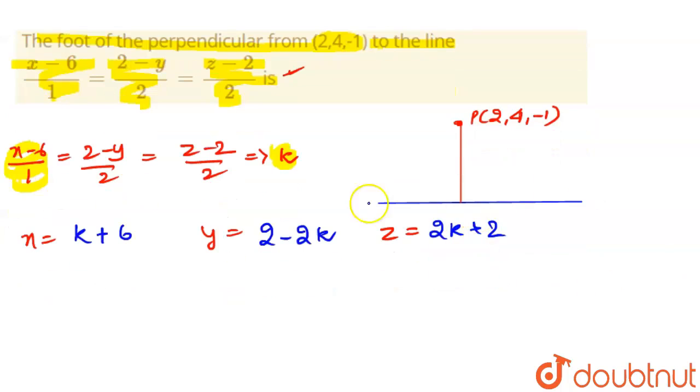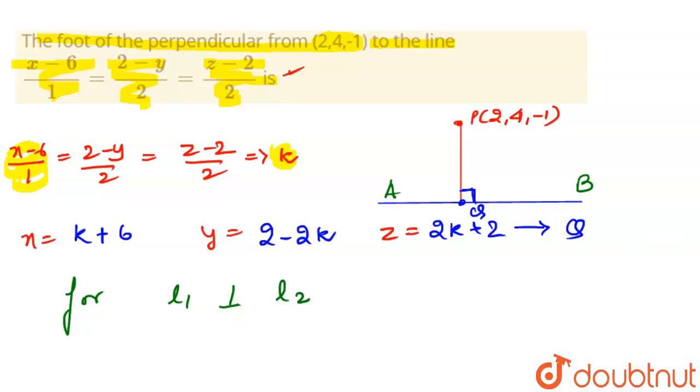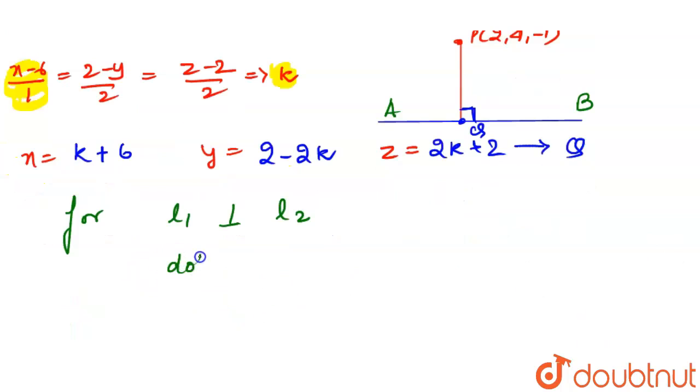So now we can say that any general point Q on this line will have coordinates x, y and z. Now we know that if two lines are perpendicular, then the dot product of their direction ratios should be zero. First of all you will find the direction ratios for PQ, then for the line, let's say the line is AB. So for L1 to be perpendicular to line 2, the dot product of direction ratios should be 0.